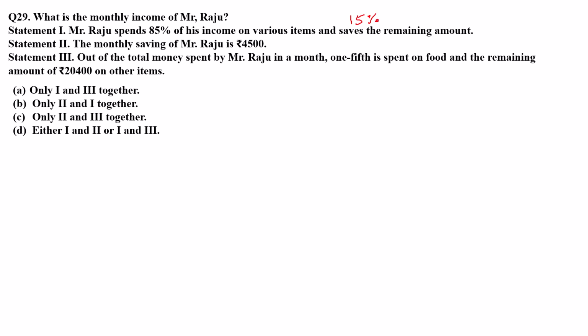Now the second statement says that the monthly saving of Mr. Raju is 4,500. Now if I assume the income to be X, and from the first statement I got that 15% of the income he is saving. So can I say from the first and second, 15% of X will be 4,500, isn't it? See, from the first statement I got saving is 15%. And I'm assuming the income is X, so 15% of X. From the second I can say 15% of X is 4,500, because he's saving 4,500, which is the same as 15% of the income. So from the first and second I'm able to find his monthly income.